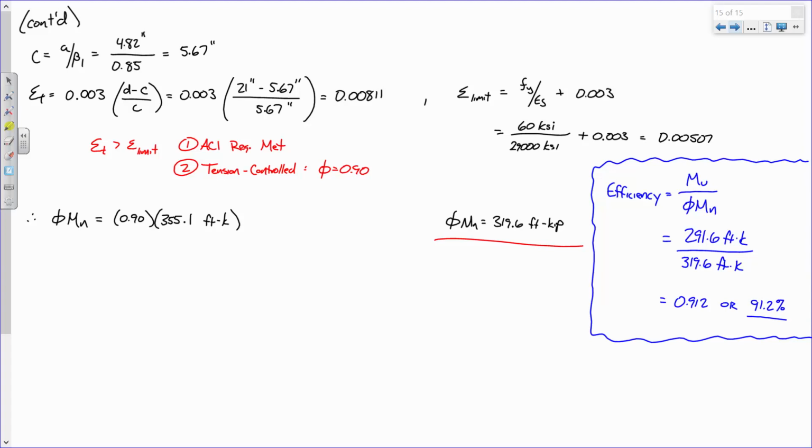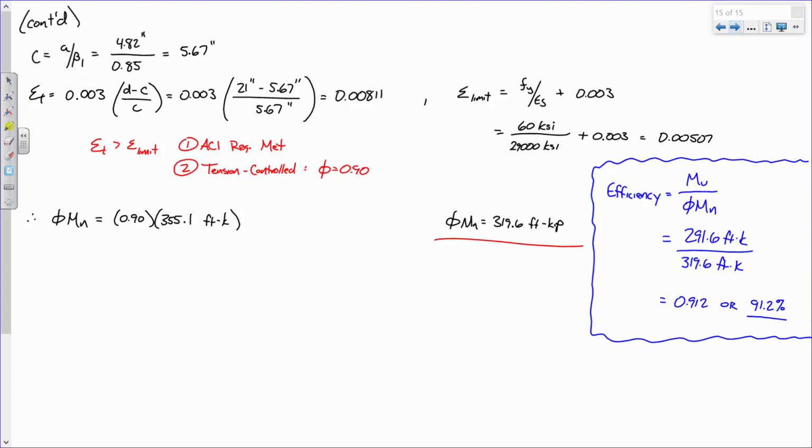Now, if that value was over 1 or over 100%, it would mean that the numerator is larger than the denominator. And if the numerator is larger than the denominator, it would mean that the loads are more than the resistances. And if the loads are more than the resistances, what can you tell me about that design? Failing. The beam fails, right? So we want that number to be as close to 1 as possible without going over.